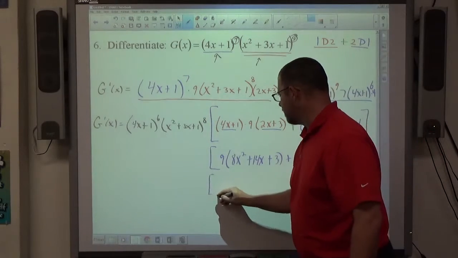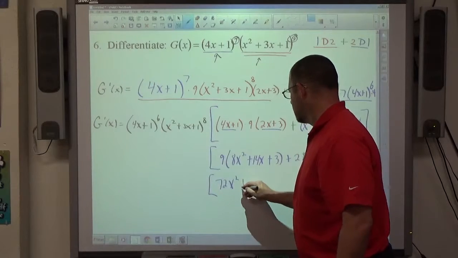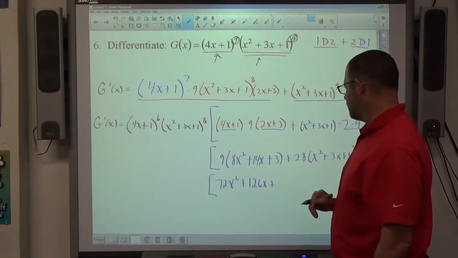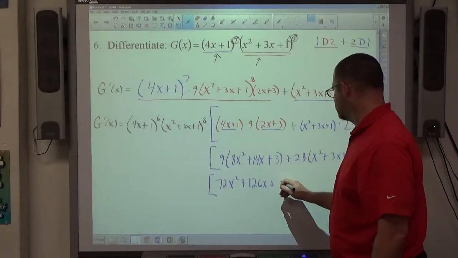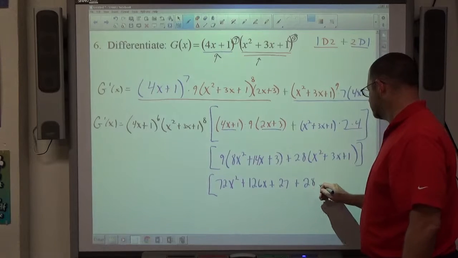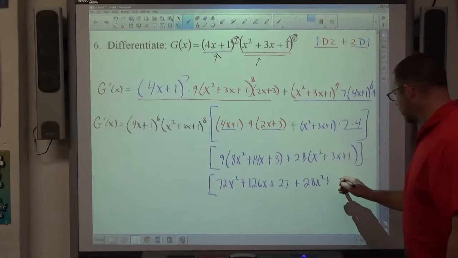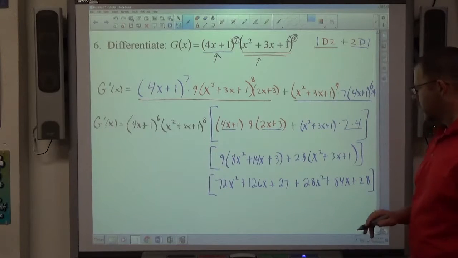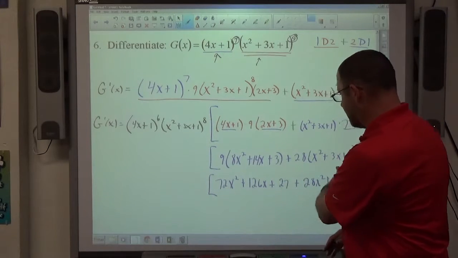Distribute the 9, I'm going to get 72x² plus 126x plus 27, plus, and then 28x² plus 84x plus 28. And finally combining like terms. So now that's the last step of all that.